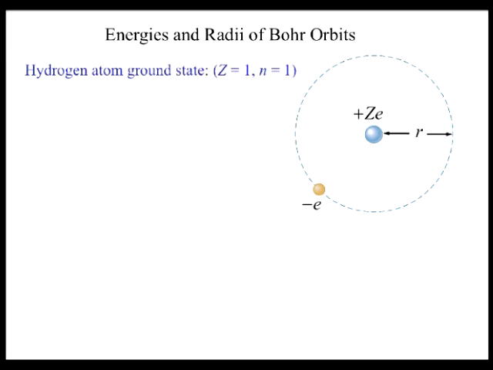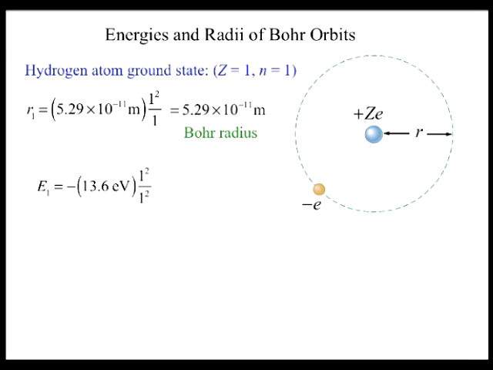The number of protons, Z, equals 1 for hydrogen, and the ground state radius, the smallest possible radius, is given when n equals 1. Plugging in the values, we have R_1 equals 5.29 times 10 to the negative 11th meters. This is called the Bohr radius. The corresponding ground state energy is negative 13.6 electron volts.